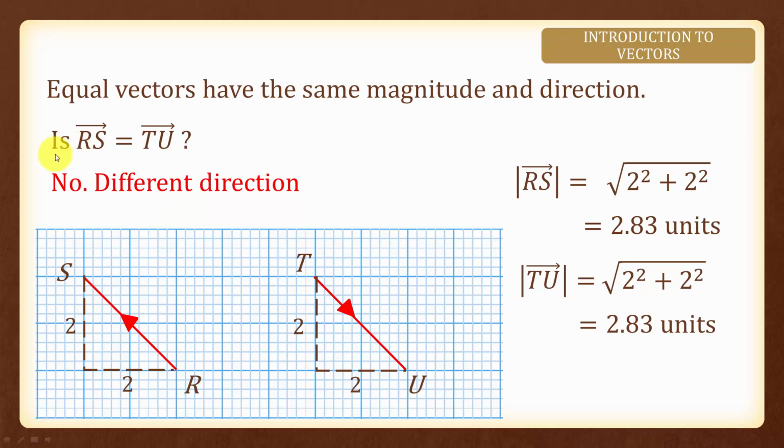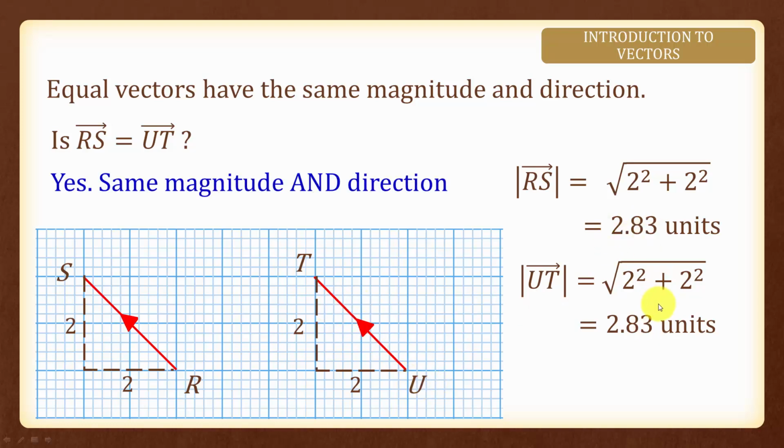It is important to note that vector RS means that the vector will start from R and end at S, while the vector TU will start from T and end at U. Is vector RS equal to vector UT then? Yes, they have the same magnitude and the same direction.